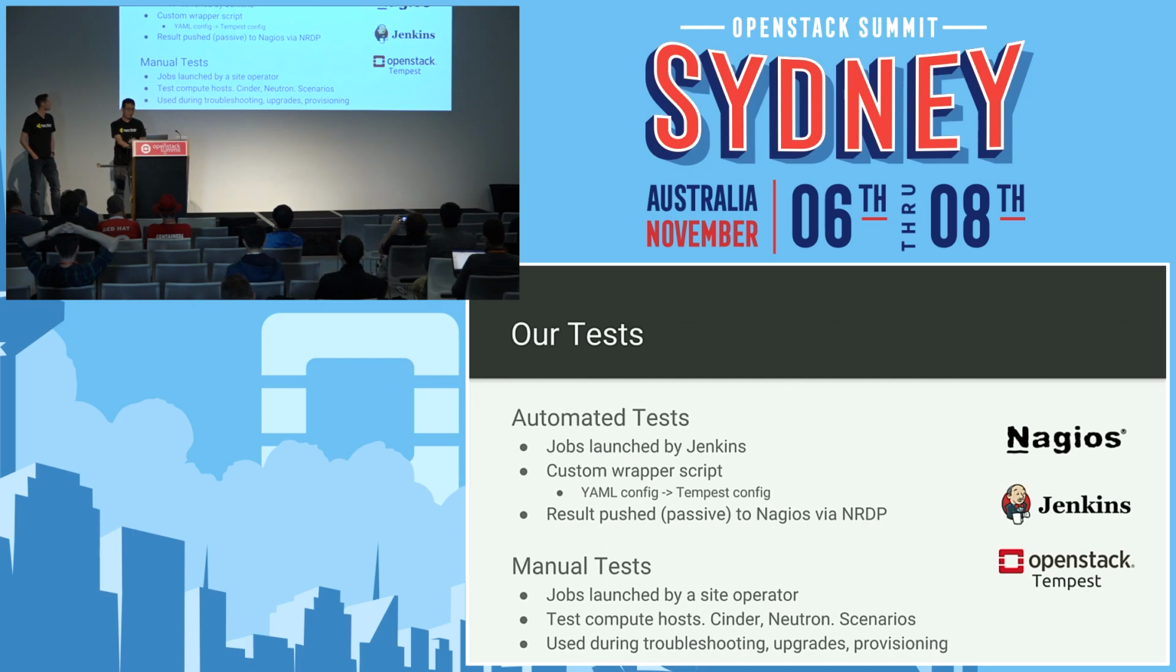The manual test is about the same, but these are jobs that are initiated by a site operator. These tests are more complex because they test more things. They can be used to test a compute host. So all the operations that the compute host would use, for example, booting up a Nova instance, creating a Cinder volume, and then attaching the Cinder volume to the Nova instance. And because your compute host must have the credentials to connect to your Cinder backend and things like that.